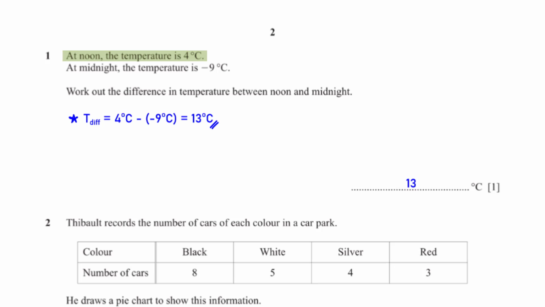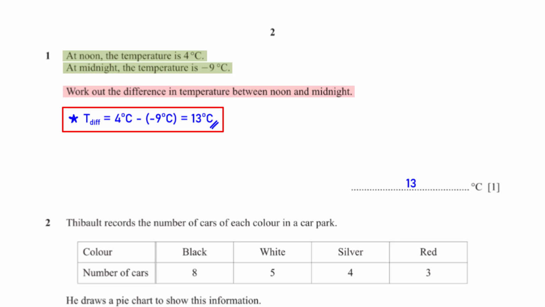At noon, the temperature is 4 degrees Celsius. At midnight, the temperature is -9 degrees Celsius. Work out the difference in temperature between noon and midnight. To get the difference in temperature, we subtract the lower temperature, which is -9 degrees Celsius, from the higher temperature, which is 4 degrees Celsius. This gives us 13 degrees Celsius.